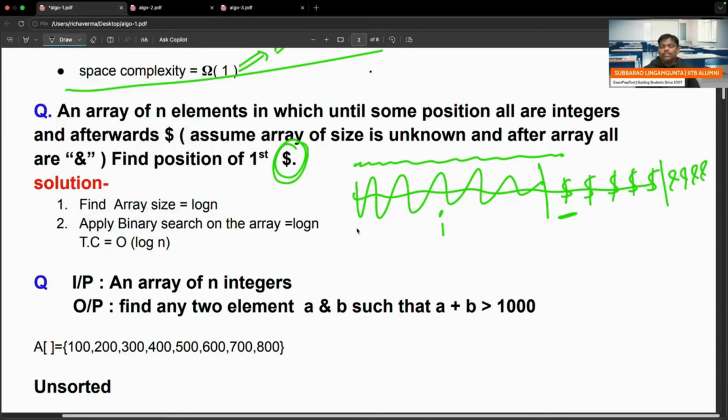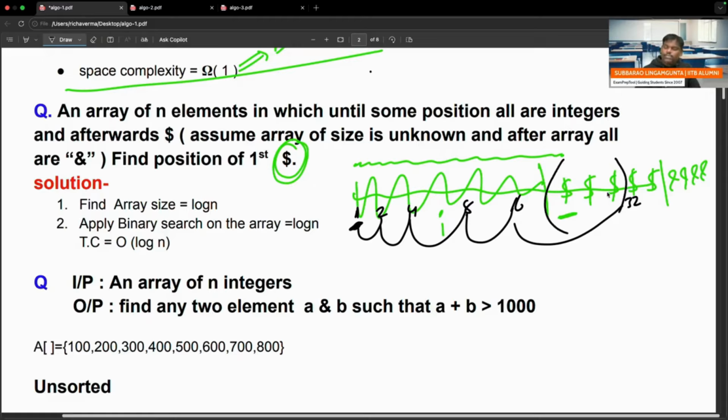How then? Ask the first person, are you dollar or not? No. Then ask the second person. No. Then double it: ask the fourth person, are you dollar? No. Next ask the eighth person. No. Ask the 16th person. No. Next ask the 32nd person, are you dollar? Yes. But I want the first dollar. So when the 32nd person is dollar, ask whether the one before is also dollar. Yes. Then you have to apply on the left side, between these two positions.